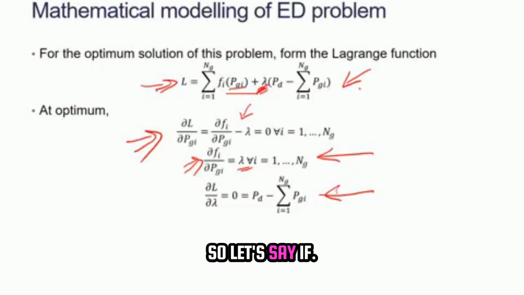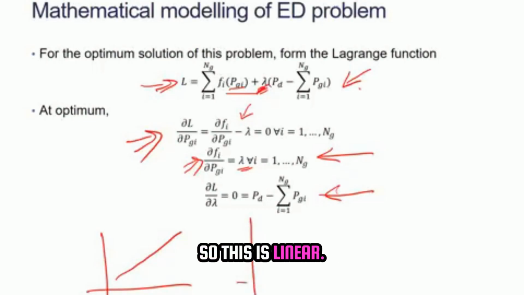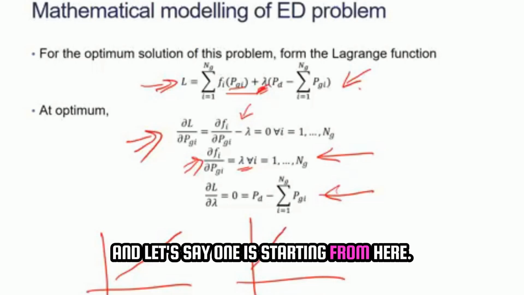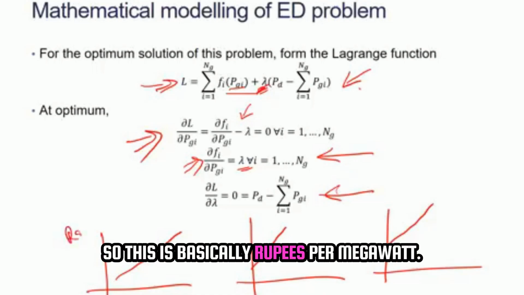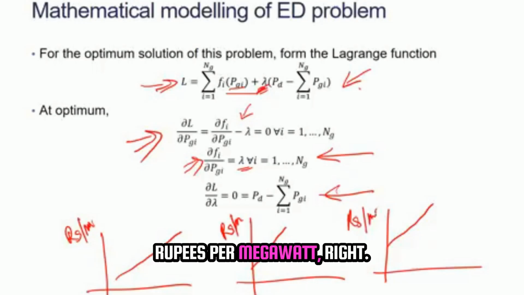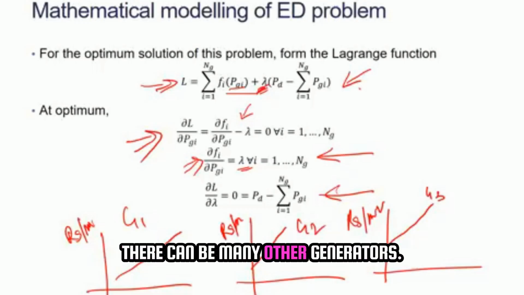So let's say, because of the incremental cost curve, I'm assuming that this is linear. And let's say one generator is starting from here, another generator is starting from here. This is basically rupees per megawatt, for all the generators. And let's say this is G1, this is G2, this is G3. There can be many other generators.